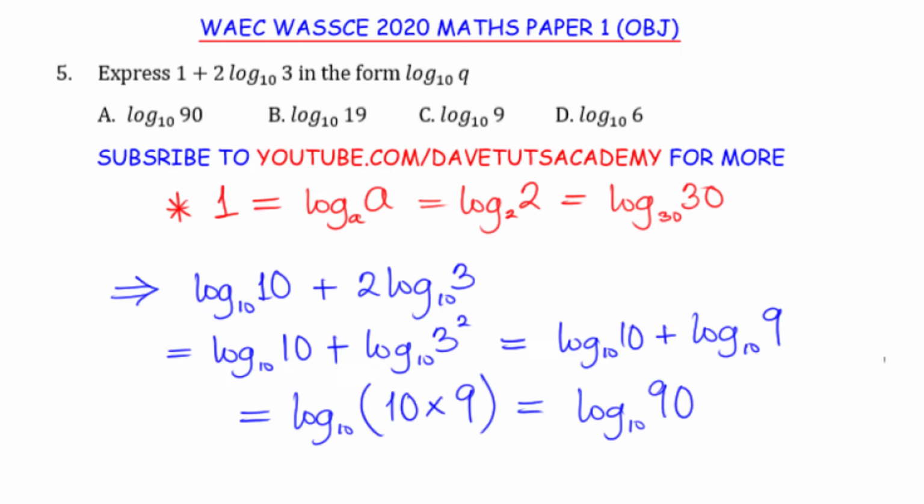So this is now exactly in the order that we're asked to find log to base 10 of q, and here you can see log to base 10 of 90. And looking at the options that we have, this is option A, log to base 10 of 90.